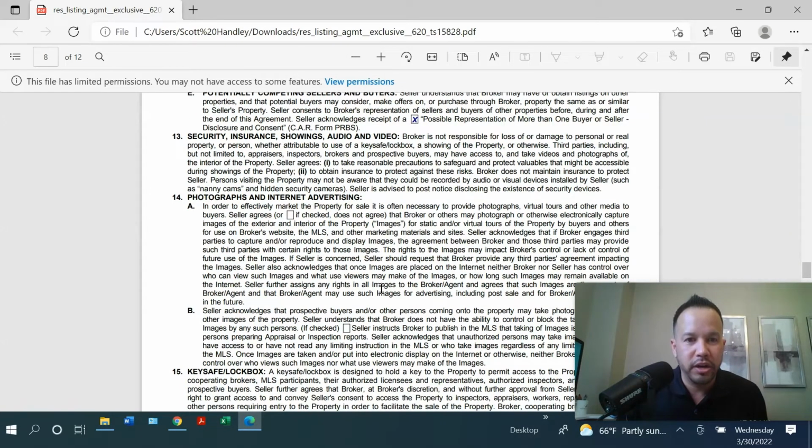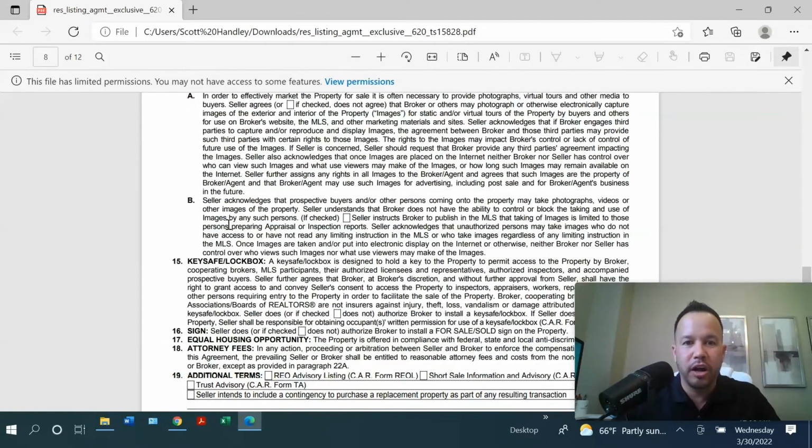Next, number 14, photographs and internet advertising. Kind of talks about, again, pictures are going to be out there. Seller usually agrees to this, but if not, then this box would be checked here. And again, if they don't agree to photography being on the MLS, then that box needs to be checked, but then we have to approve that, because then it means it's not on the MLS. Okay.